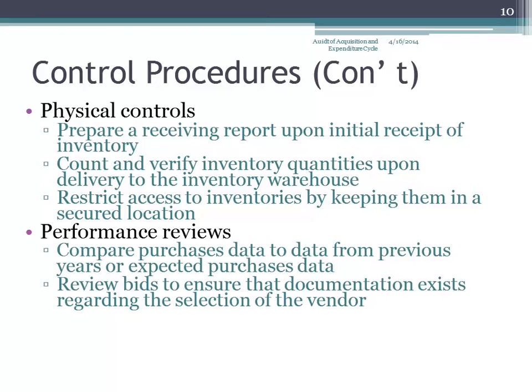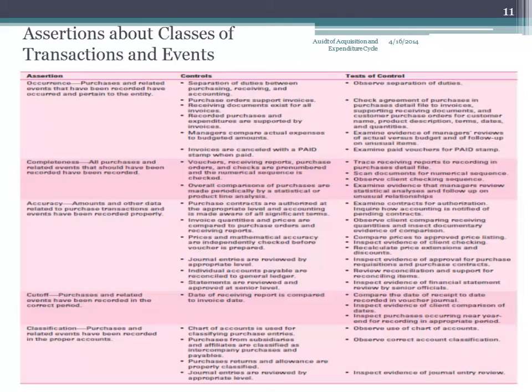You want to make sure that performance reviews are going on, so you expect to see evidence that they're comparing purchase data to data from previous years, and reviewing bids to ensure that documentation exists to support those bids. Remember, I said the companies require competitive bidding. You want to see reconciliations between the general ledger and the accounts payable subledger.